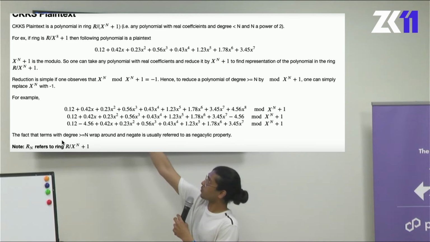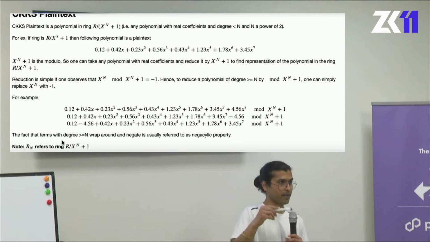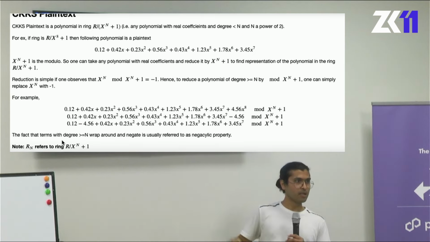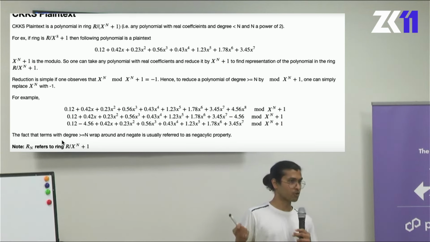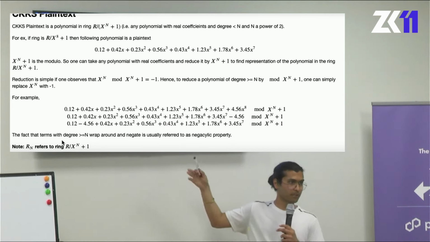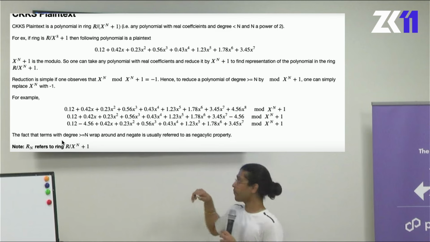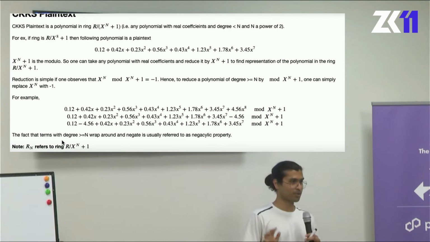Because x^n in this modulus can be written as -1, right, because x^n mod x^n plus 1 is -1. So you simply replace x^n with -1, and then you can reduce any polynomial to this ring. So you can find the representation of any polynomial in this ring with this reduction. Okay, any questions? You can just stop me meanwhile whenever there's a question.